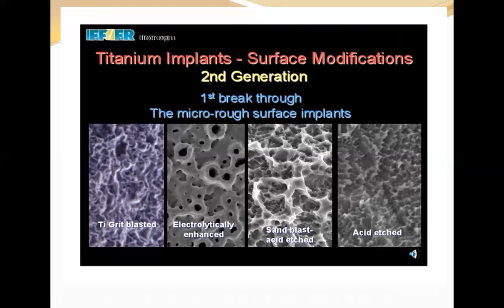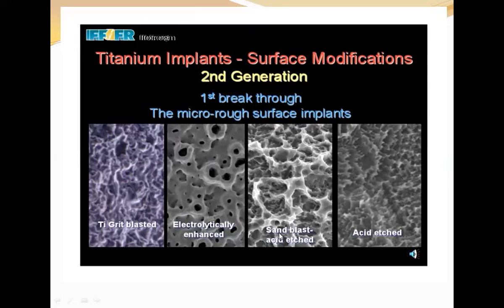आजकल हम क्या कर रहे हैं, हम माइक्रो रफ सरफेसेस इम्प्लांट्स यूज कर रहे हैं. अब हम मशीन्ड इम्प्लांट्स नहीं यूज कर रहे, प्लाज्मा कोटेड नहीं यूज कर रहे, हम उससे आगे चले गए हैं. सो व्हाट वी आर डूइंग नाउअडेज, वी आर टाइटेनियम ग्रिट ब्लास्टिंग कर रहे हैं, इलेक्ट्रोलिटिक एनहांसमेंट कर रहे हैं, जिसको HLA भी कहते हैं आप.